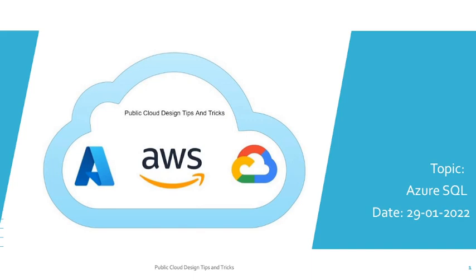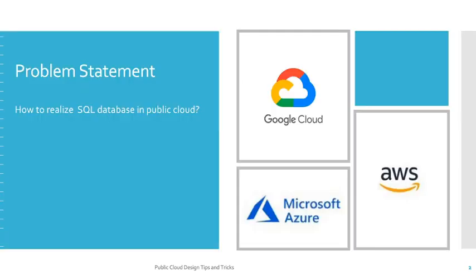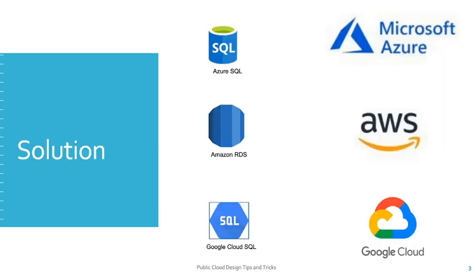In this channel, we are going to discuss public cloud design problem statements and their related solutions. Today we are going to discuss Azure SQL Database. So the problem statement for today's video is how to realize a SQL database in public cloud. And the solution which has been provided by Microsoft Azure is Azure SQL. AWS has provided Amazon RDS. Google Cloud has provided Google Cloud SQL.